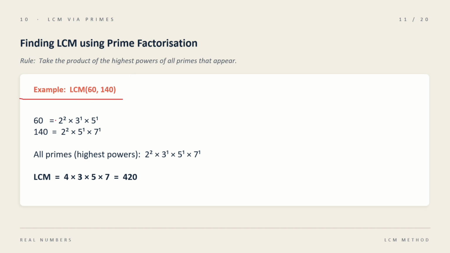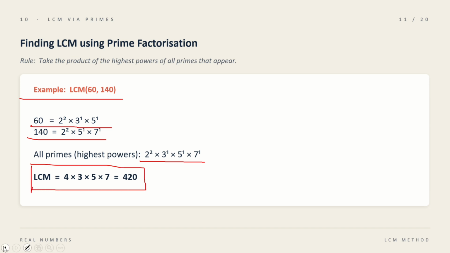Let's take another example using prime factorization: 60 and 140. After breakdown, 60 can be written as 2 squared into 3 into 5. 140 can be written as 2 squared into 5 into 7 to the power 1. Taking all primes with the highest powers, 2 squared into 3 into 5 to the power 1 into 7 to the power 1, that is the LCM.